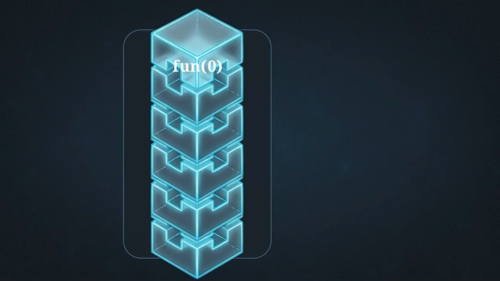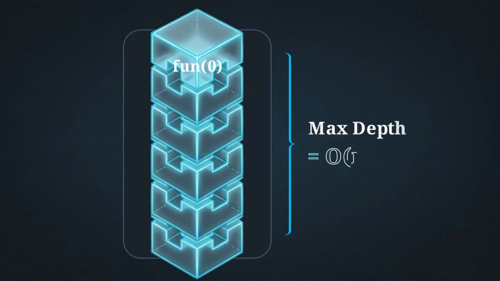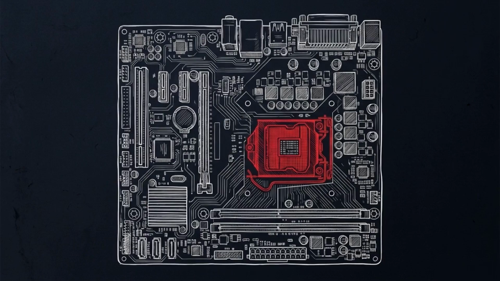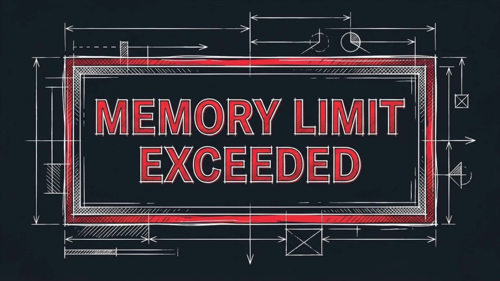To evaluate the final space complexity, we measure the maximum height of this recursive stack. A maximum depth of n frames dictates that the recursion operates in O of n space. Algorithms routinely hide these memory requirements deep in the system architecture. A deeply recursive function is a severe liability in environments with strict memory constraints.